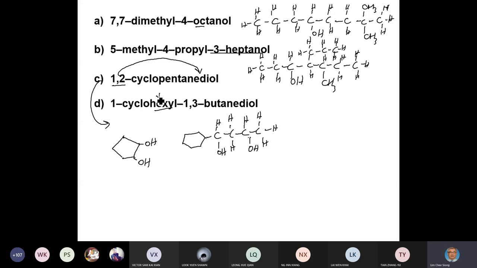Hexyl, six member, cyclo is a ring. Okay, students sometimes will ask me, Miss Lin, do we have to show all the carbon and hydrogen? I say, yes, you can show. But we can use the skeletal structure for the cyclo. Cyclohexyl, cyclopentyl, cyclobutyl, cyclopropyl. This one you can use skeletal structure to connect to the chemical structure.